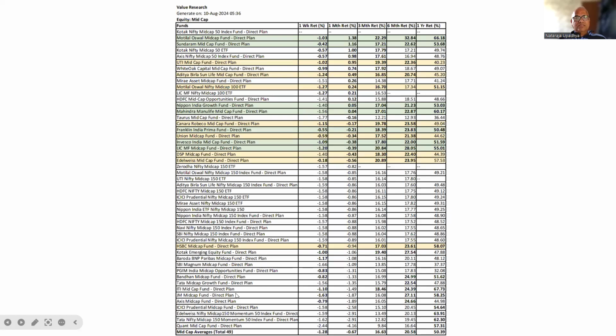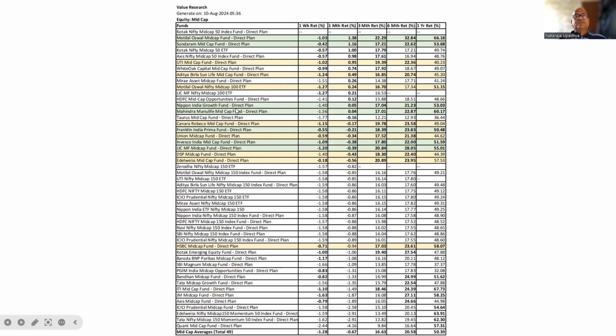There are totally 49 mid-cap funds, and the ones in green are Motilal Oswal Mid-Cap Fund, Sundaram Mid-Cap Fund, Nippon India Growth Fund, Mahindra Manulife Mid-Cap Fund, Franklin India Prima Fund, UNESCO India Mid-Cap Fund, LICMF Mid-Cap Fund. The highest monthly return was by Motilal Oswal Mid-Cap Fund at 1.38%, and the least was LICMF Mid-Cap Fund at minus 0.39% for the month. Looking at the annual return among the green ones, highest is 66.18% by Motilal Oswal Mid-Cap Fund.